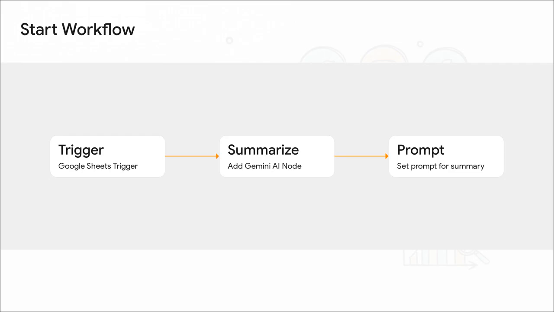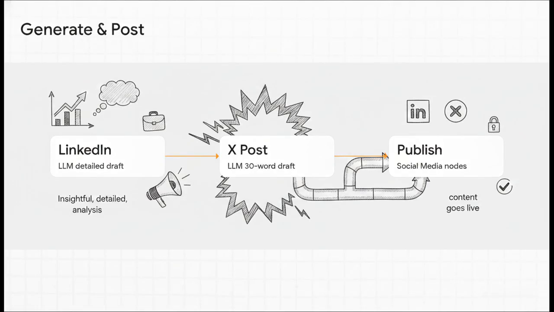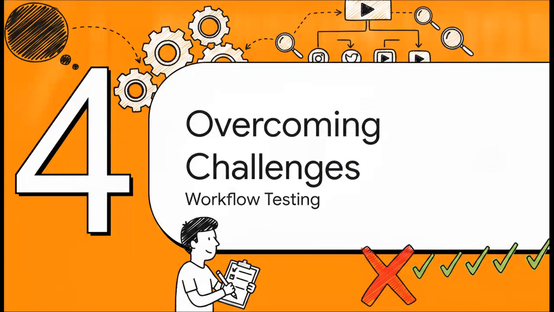Here, we give Gemini a specific prompt. We tell it, hey, act as a social media strategist, grab the 3 most important insights, and give me a tight summary under 200 words. Next, we take that summary and branch it out into 2 different LLM nodes. The first one is told to write a detailed professional LinkedIn post with a strong call to action. At the exact same time, the second node is drafting a punchy Twitter post, keeping it strictly under 30 words. Once the AI generates the distinct text, it connects directly to the auto-publish nodes. The workflow authenticates with your social accounts, and your content goes live. Just like that.